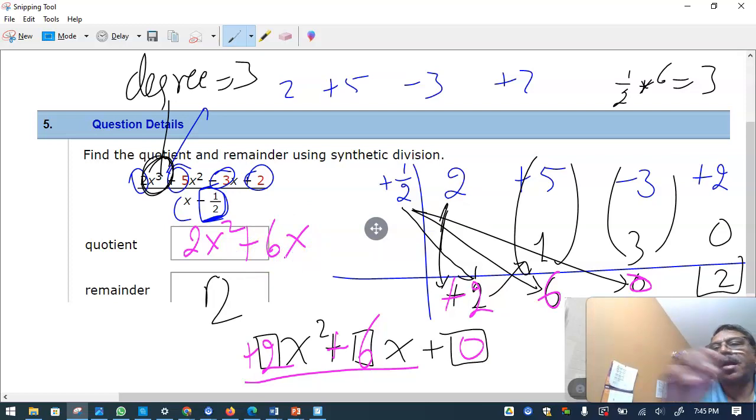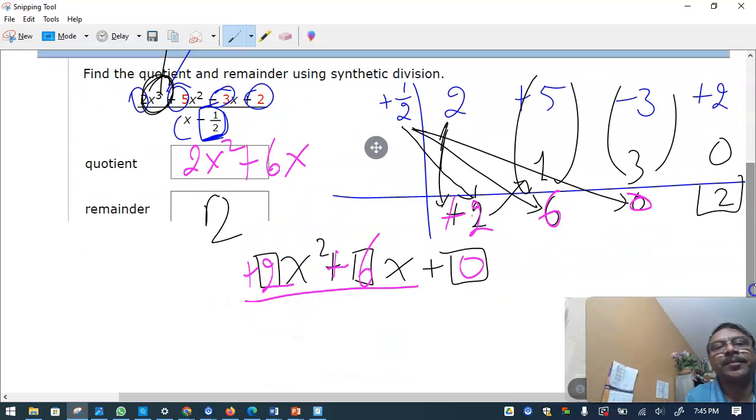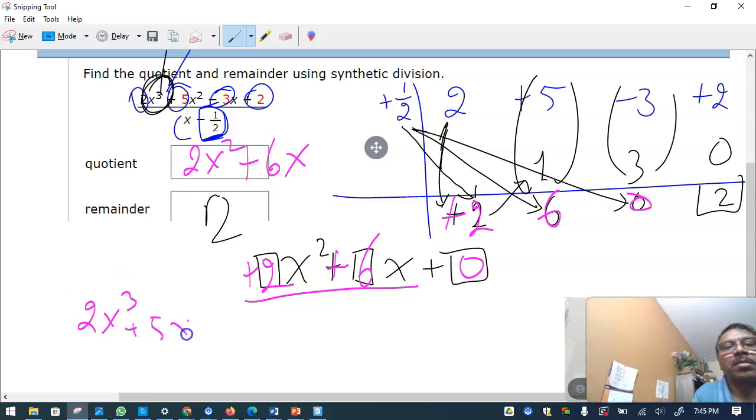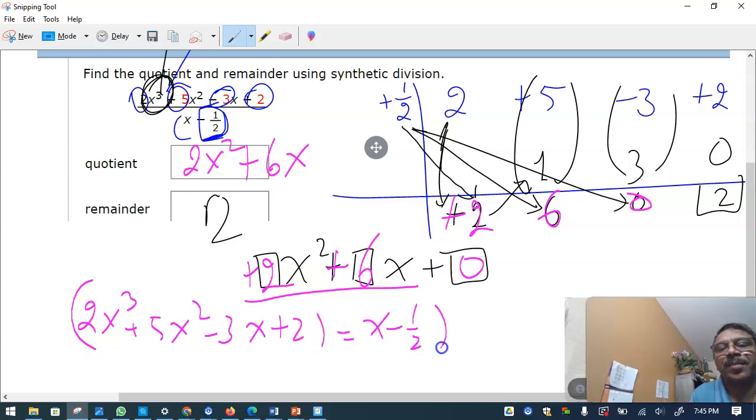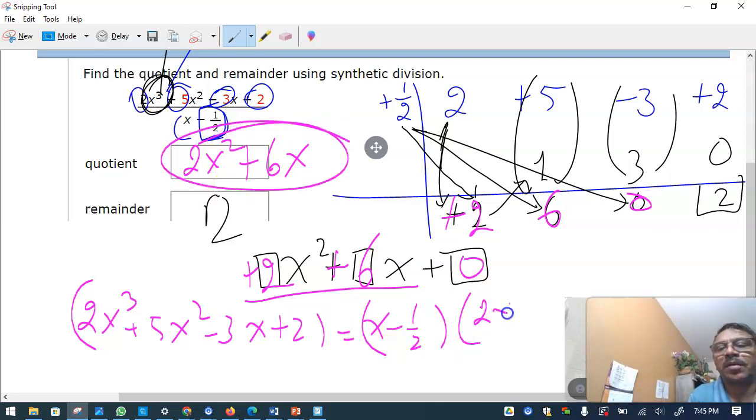That's it. And if you want to write this in the nice form, in the Euclidean form, the dividend is the divisor, which is x minus half, times the quotient 2x squared plus 6x, and the remainder is plus 2, and you're done.